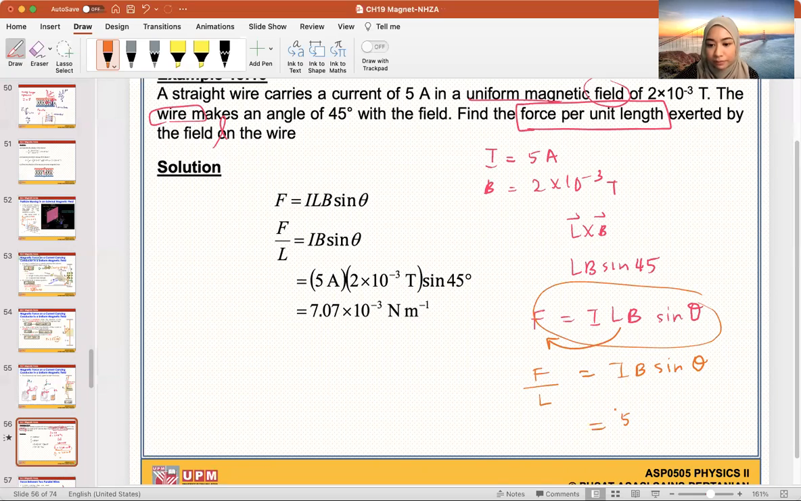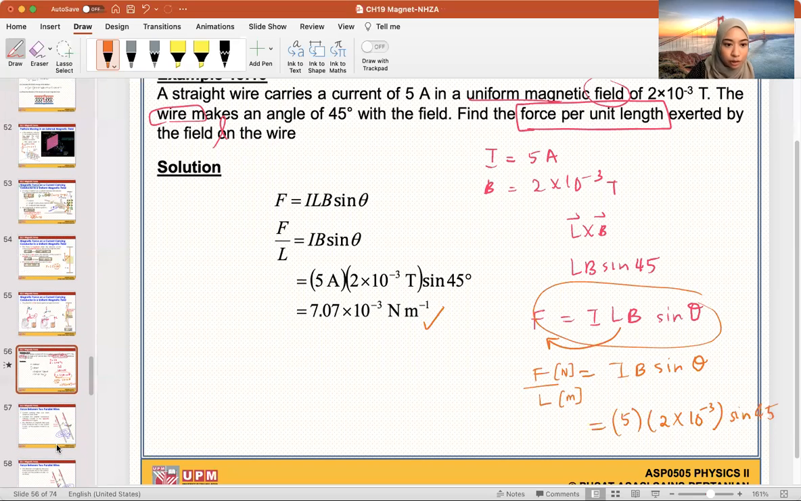So I is 5, B is 2 times 10 to the minus 3, and your sine 45. So you will get the answer like that. And since this is F over L, F is in newtons, L is in meter. So your final answer should include units, which is Newton over meter. Okay, I think this is quite okay. It's just the equation, just like QVB. We already talked about QVB at length. It's just applying a similar concept but slightly different parameters.